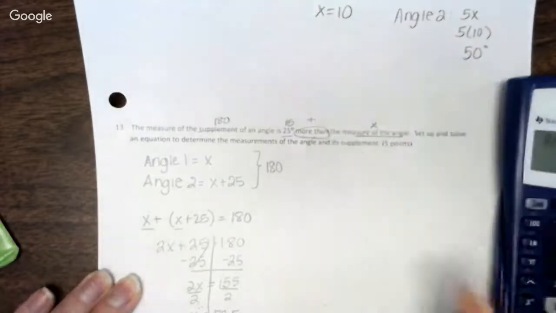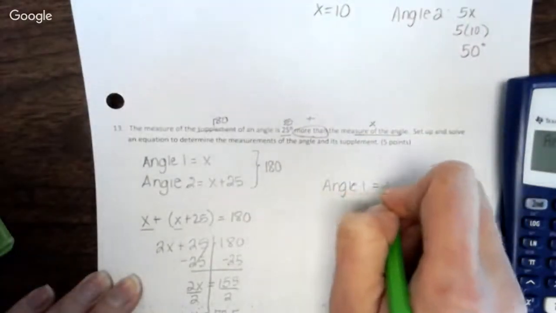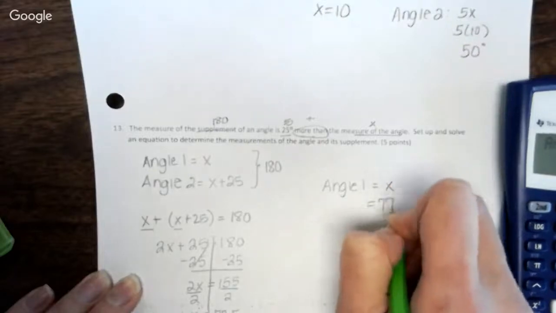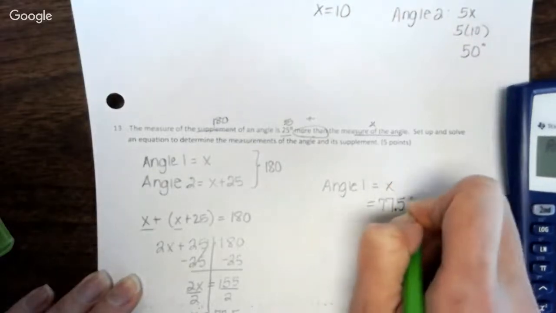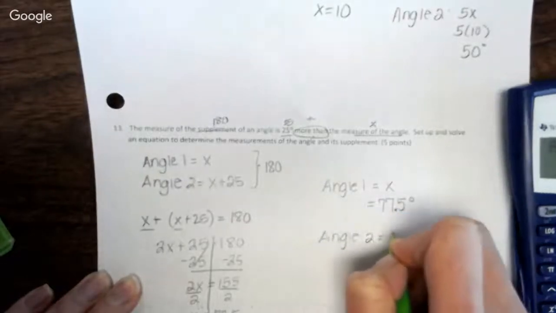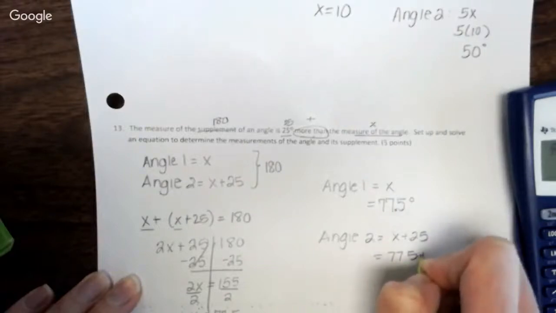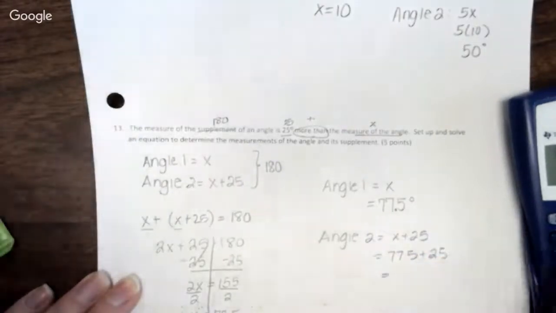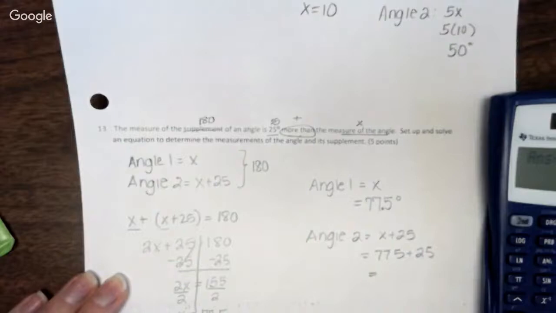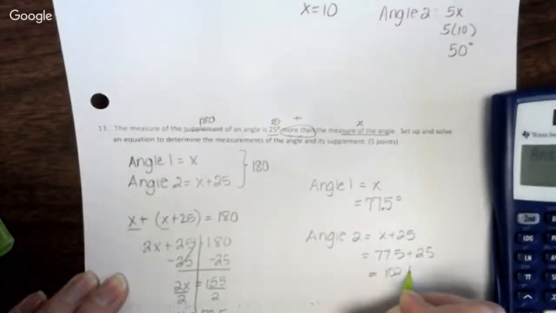All right, let's go back and find both angles. So angle 1 is x. We already found that. That's 77.5 degrees. And angle 2 is x plus 25. So we're going to take 77.5. We're going to add 25, which is 102.5.